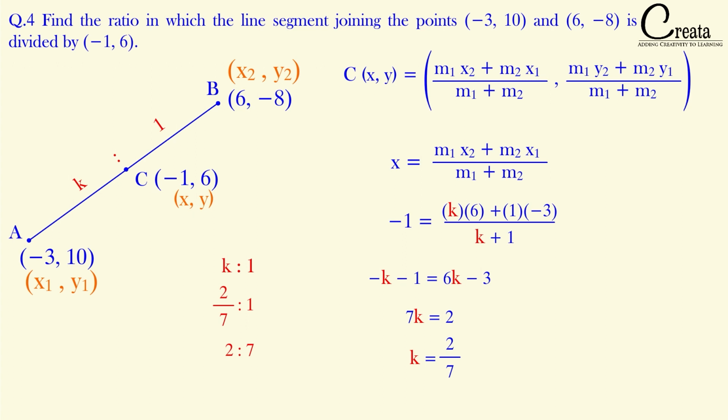Again, note that whenever you get a question in which we have to calculate the ratios, just take the ratio as k is to 1. It will make the solution much easier. Got it? Let's move to question number 5.